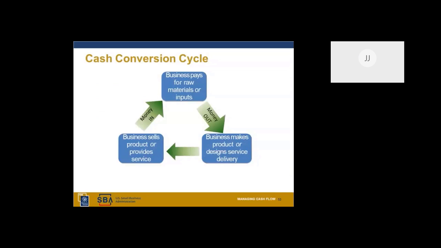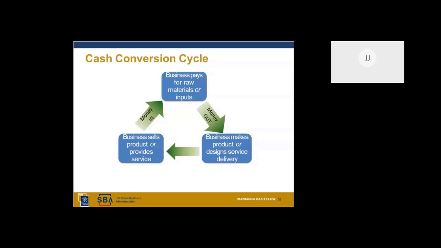of the business. You get down to the lower right-hand corner of that triangle, and you see that the business is making a product or service using those materials. And you move over to the bottom left, and you see that the business then sells the product or service, and that results in money into the business. Okay, so that whole cycle there, circle, is the conversion cycle.